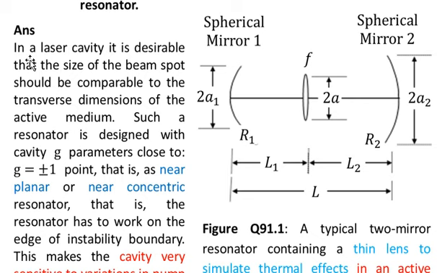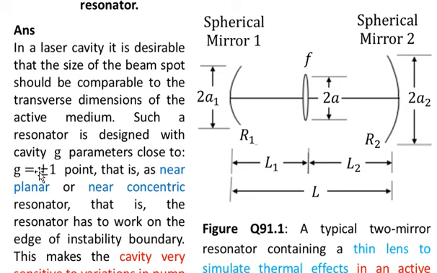So let me read the statement. In a laser cavity, it is desirable that the size of the beam spot should be comparable to the transverse dimensions of the active medium. The transverse dimensions mean the dimensions which are perpendicular to the optical axis which we have shown joining the two mirrors. So the transverse dimensions will be perpendicular to this optical axis, that is the x direction and the y direction.